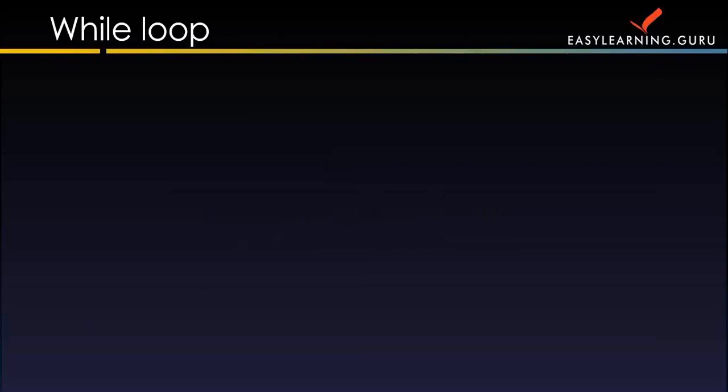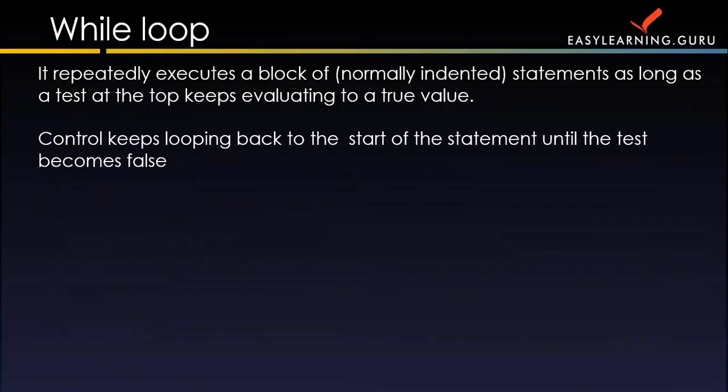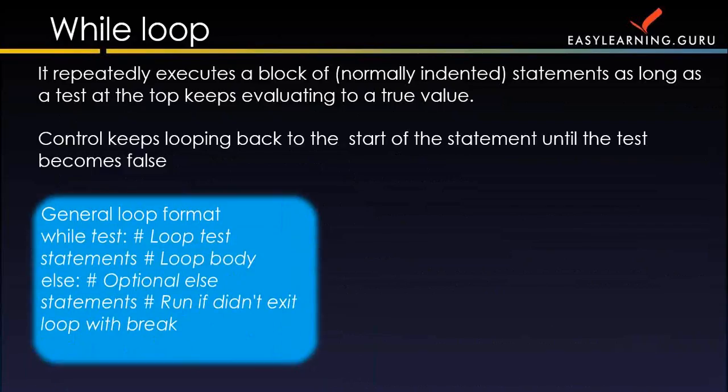Now, it repeatedly executes a block of statements as long as a test at the top keeps evaluating to a true value. It is called a loop because the control keeps looping back to the start of the statement until the test becomes false. When the test becomes false, the control passes to the statement that follows the while block. If the test is false to begin with, the body never runs and the while statement is skipped.